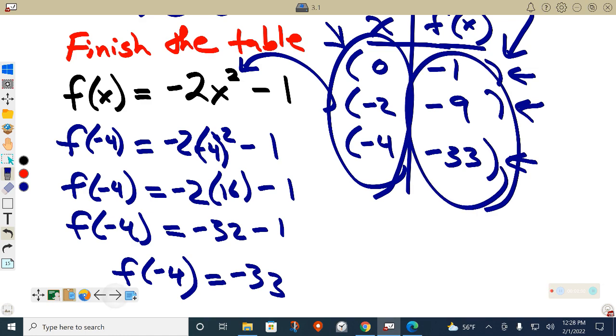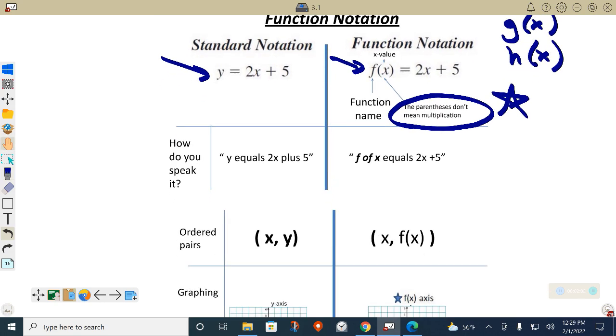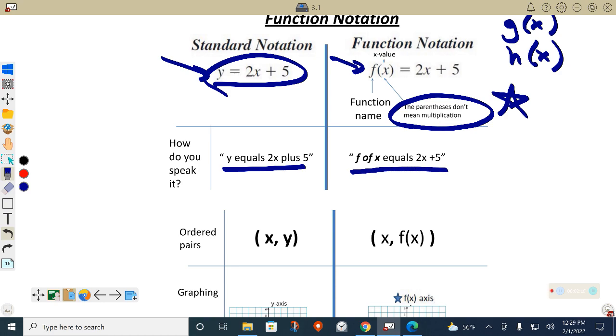So coming back over here, what's in front of you? How do you speak it? Back in the day in junior high, this is how we would say it: y equals 2x plus 5. Now, we're in the big leagues: f of x equals 2x plus 5. That's for you. It's right in front of your face. You're going to keep that in your notes.